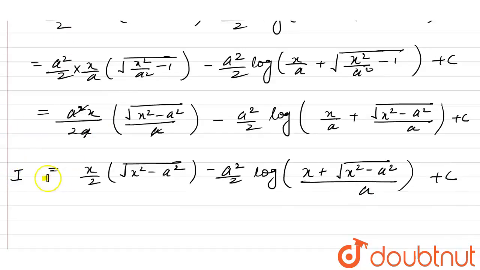So the integration equals to x by 2 under root of x square minus a square, minus a square by 2 log of x plus under root x square minus a square by a, plus c.